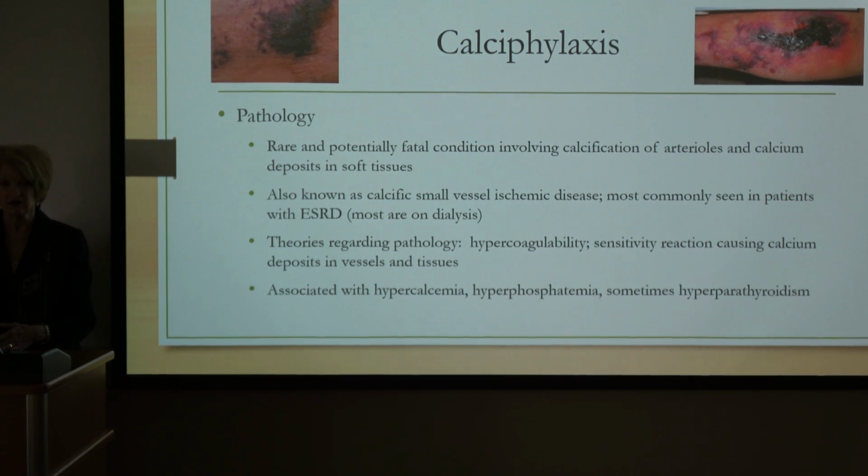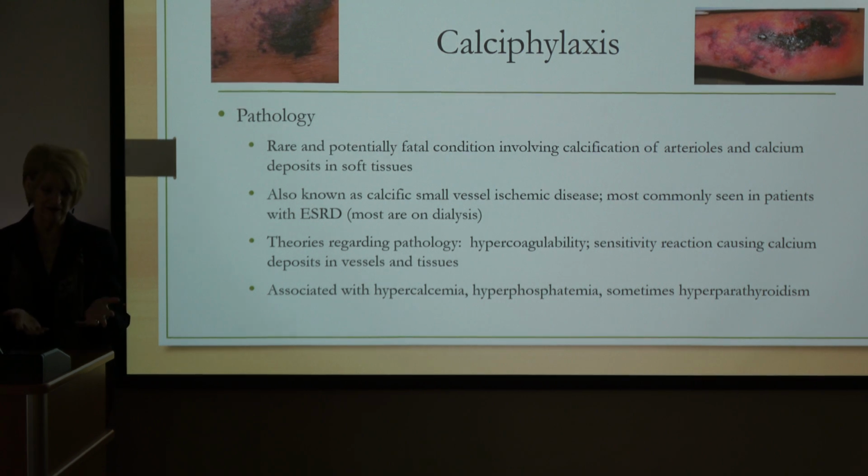It involves calcium deposits within the walls of the blood vessels, which of course reduces blood flow and causes tissue necrosis. And it also involves calcium deposits out in the soft tissues. It's also known as calcific small vessel ischemic disease. Most of us do not call it that. It's most often seen in patients who have end-stage renal disease. Typically they're on dialysis. Many times they're diabetic.